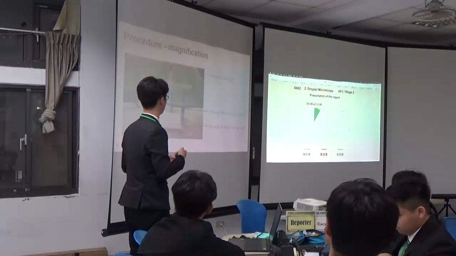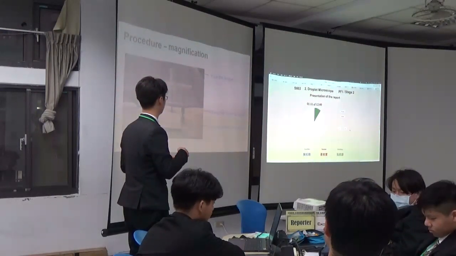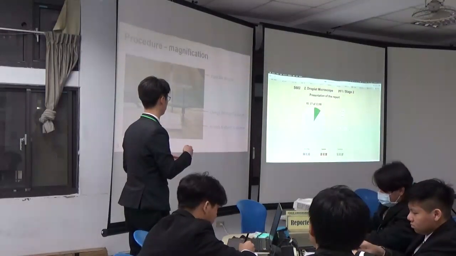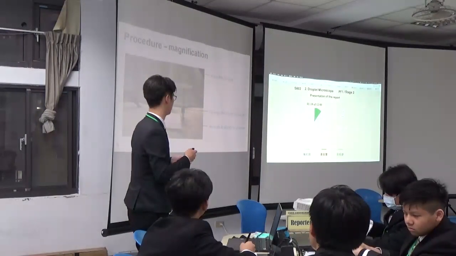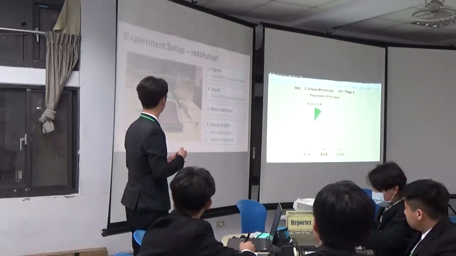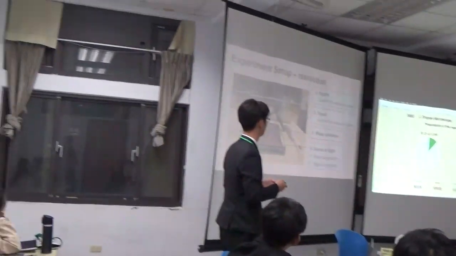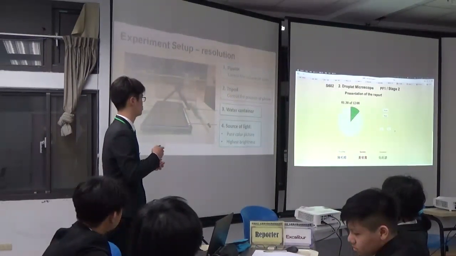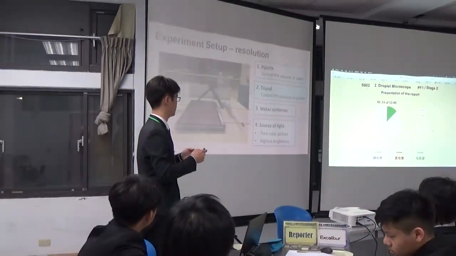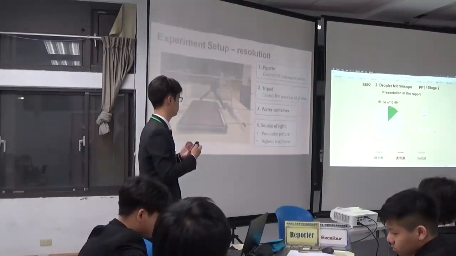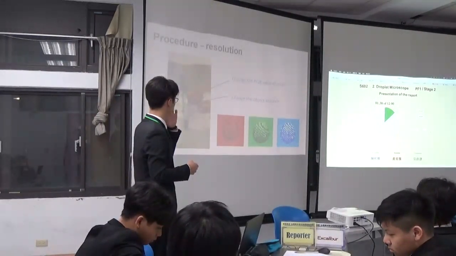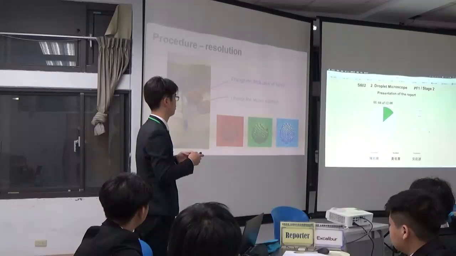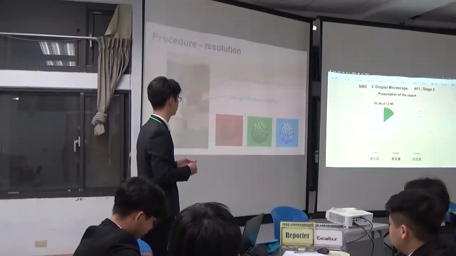And this is my procedure for the magnification experiment. Then I place the droplet on the slide, and I also change the object distance by adjusting the springs of the equipment. And I use the graph paper as a scale and object to observe. And this is my experiment setup for resolution. I also use a pipette to control the volume of water, and I also use a tripod to control the position of the phone. And for the source of light, I can use a plate or a phone to give a pure color picture. Okay, and for the procedure of the resolution experiment, I try to change the RGB value of light and also change the object distance.